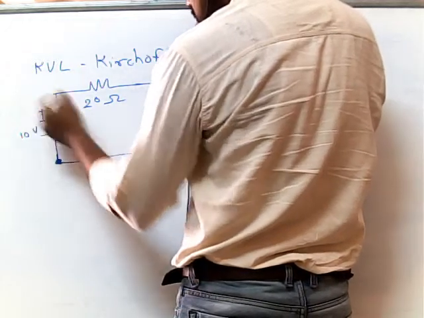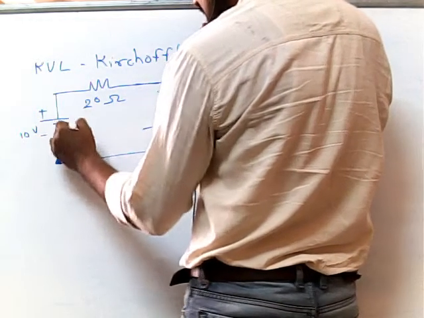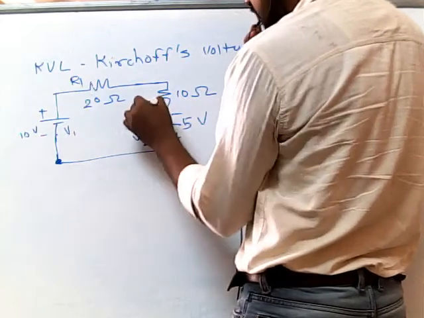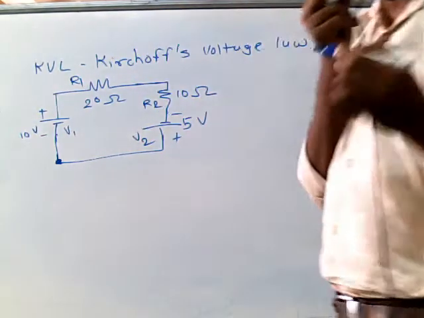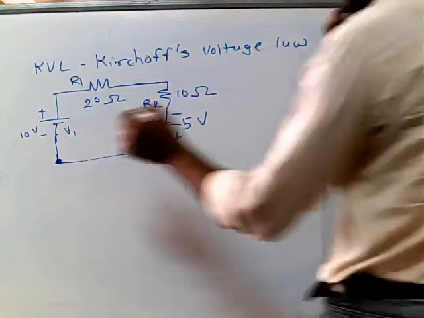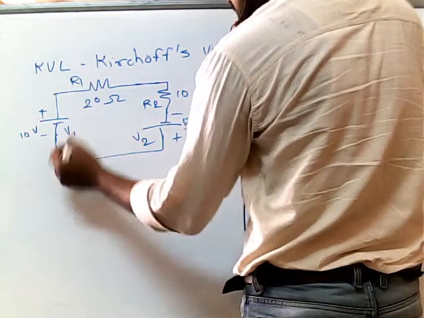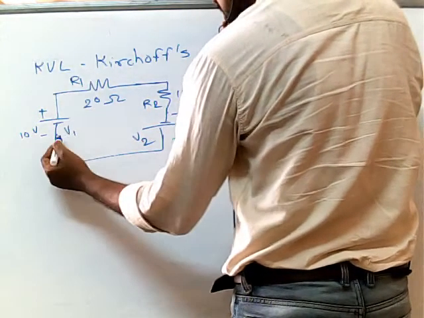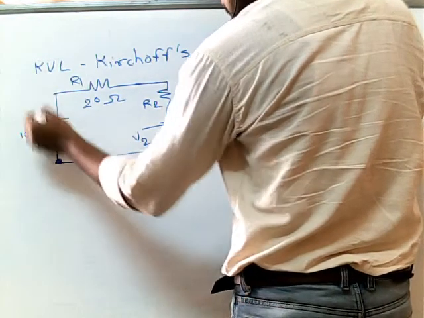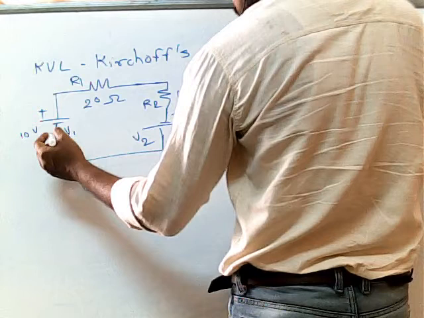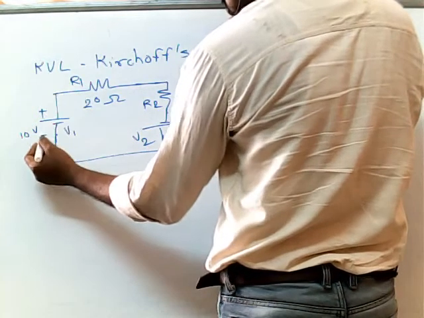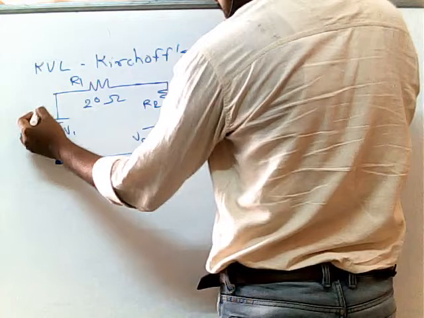First of all, I'm naming the voltage sources V1 and V2, and the resistances R1 and R2. So I will write the equation in terms of V1, R1, R2 and V2. Starting from this point and going clockwise, first this voltage source will come. This voltage source has the polarity plus minus. I am going in this direction, so first the minus will come, then the plus.